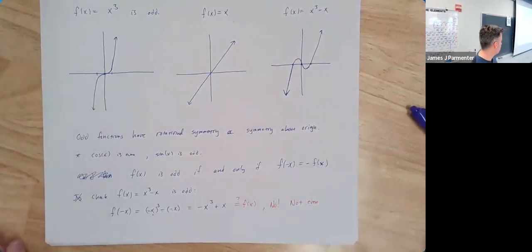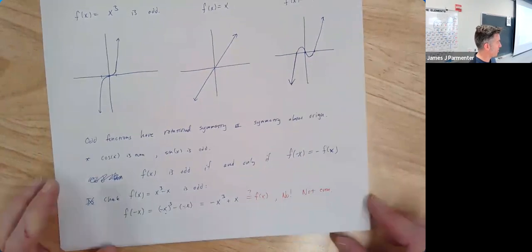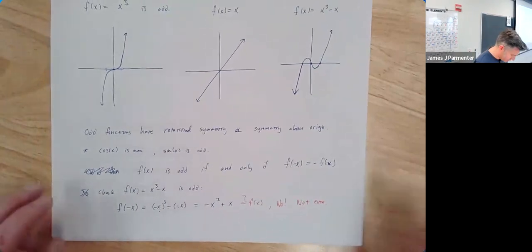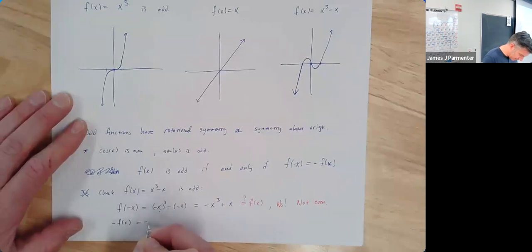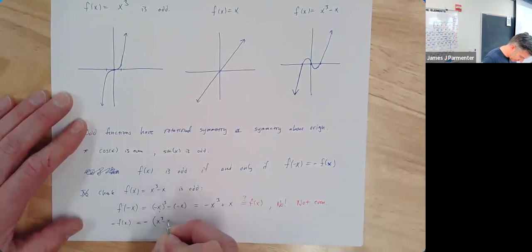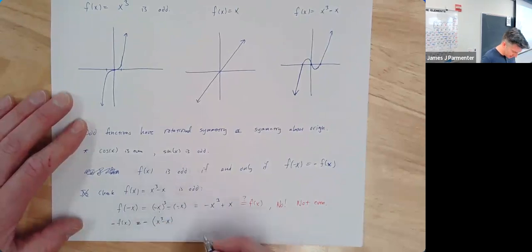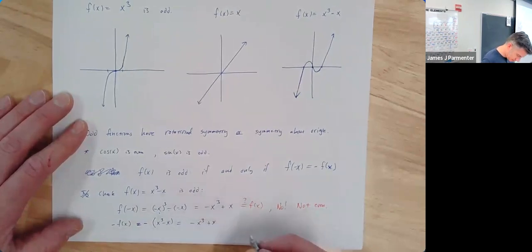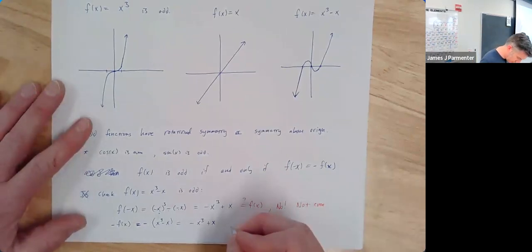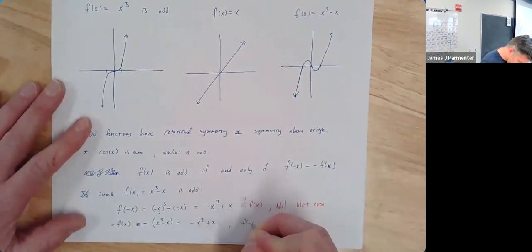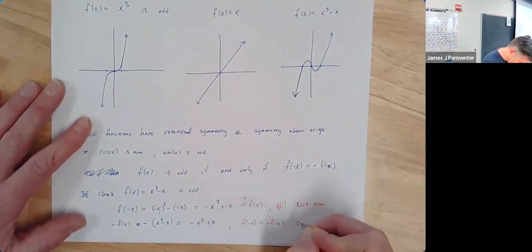Then if it's not equal to f of x, I should compare it to negative f of x. So let's write what negative f of x is. Negative f of x is a negative in front of the whole entire function: negative x cubed minus x. Then I distribute the minus sign and get negative x cubed plus x. Are those the same? They sure are. So I see that f of negative x is equal to negative f of x. So we have an odd function.